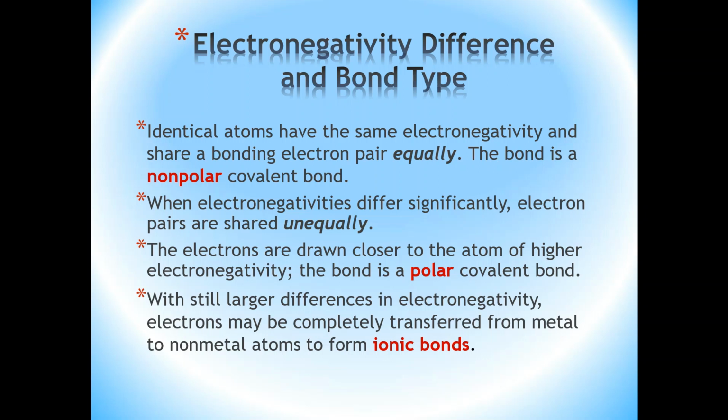So basically, those are the three fundamental types of bonds. Basically, you have covalent bonds and ionic bonds. But remember, when it comes to covalent bonds, you have two types. You have the nonpolar covalent bonds where the electrons are shared equally between the atoms involved, and then you have the polar covalent bond where the electrons are not shared equally. So those are the different types of bonds based on the electronegativity differences.